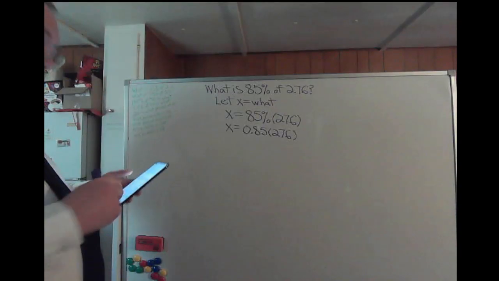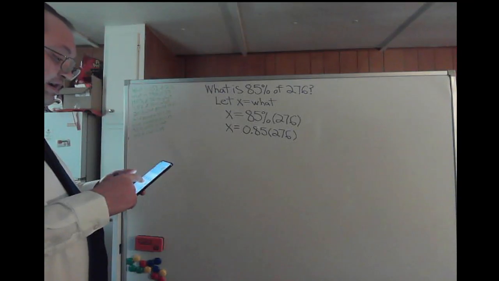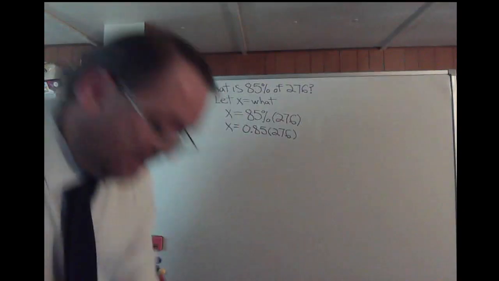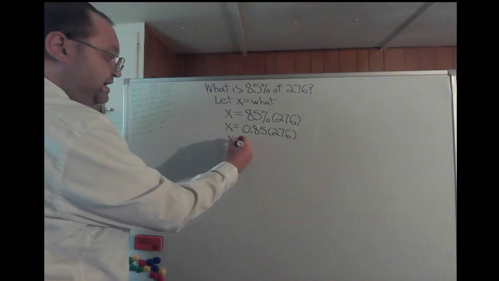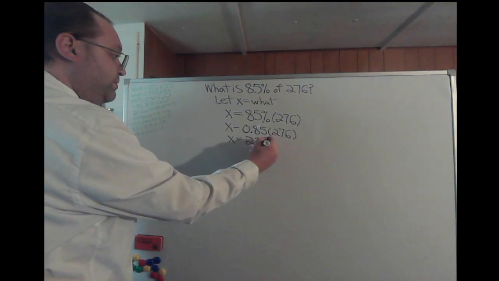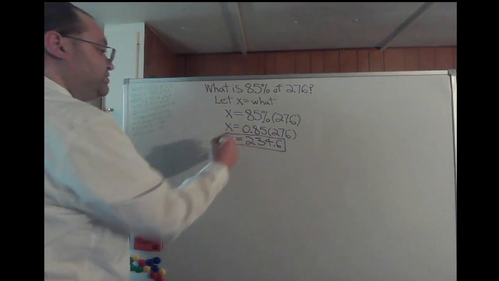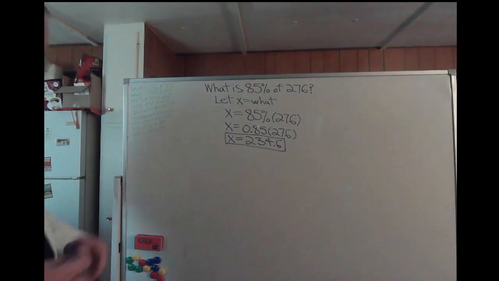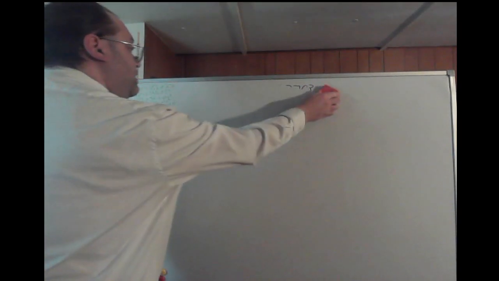Most calculators, unfortunately, even if they have a percent button, it doesn't always work properly. That's why it helps to know it as a decimal form. So you can establish what that is. So I get 234.6. X equals 234.6, and that would be your answer. So 234.6 is 85% of 276.